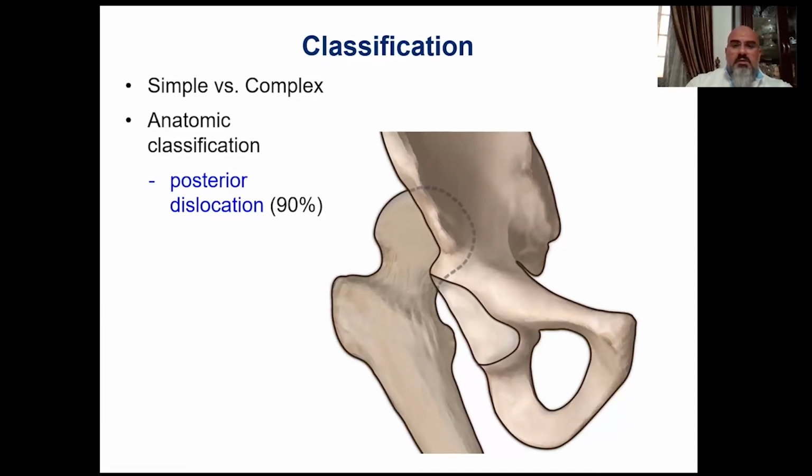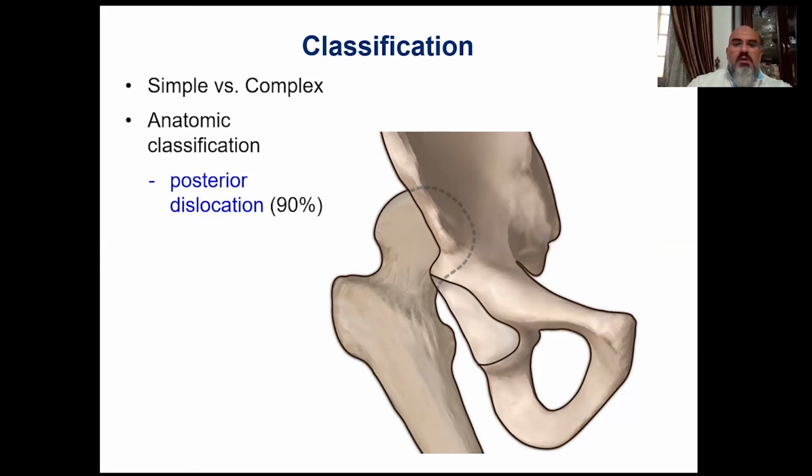The head, as you could see in the diagram, migrates superiorly, posterior superiorly, and appears at the upper limb of the margin of the acetabulum. Such an injury occurs when the impaction occurs to the hip while the hip is in internal rotation and adduction. So the head is pushed away from the acetabulum posteriorly.